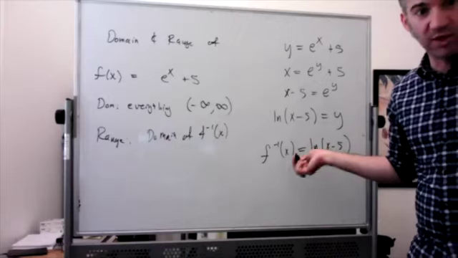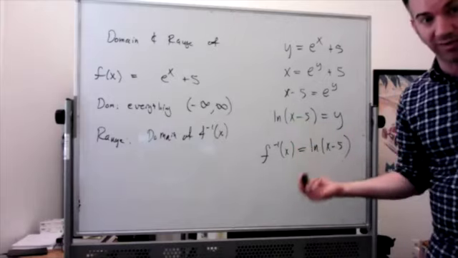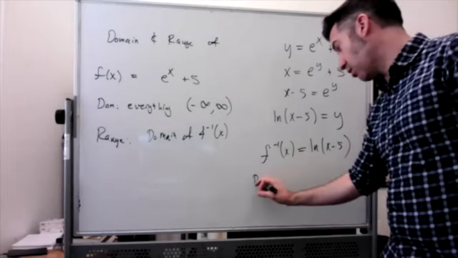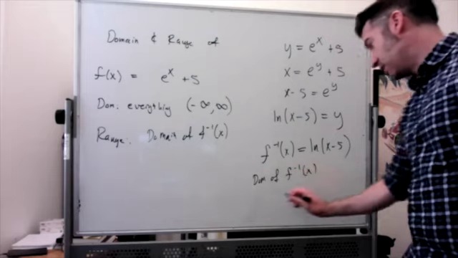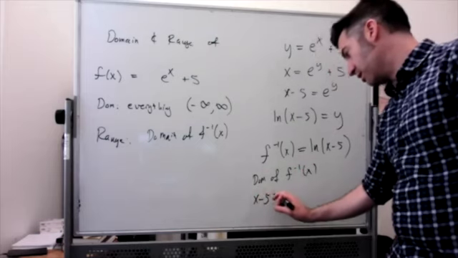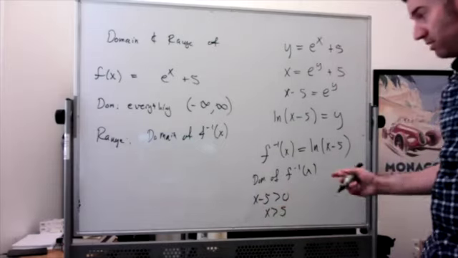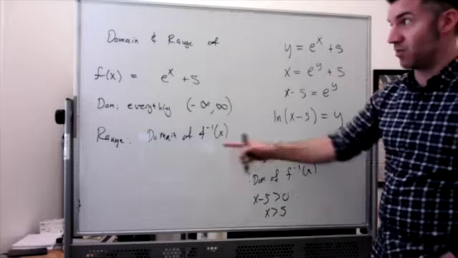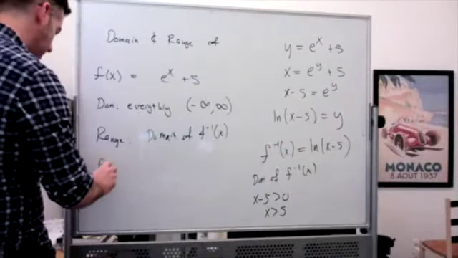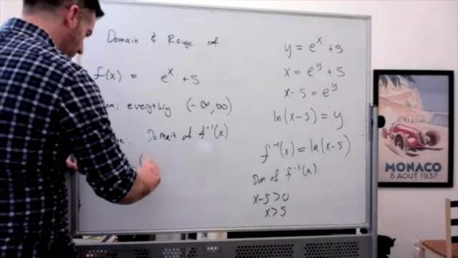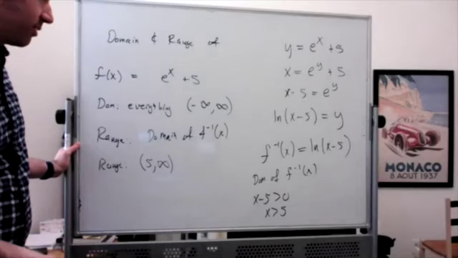And we know that for a function with a logarithm, the stuff inside the logarithm has to be greater than 0. So for our domain of f inverse of x, we need the inside of the logarithm to be greater than 0, which means that x is greater than 5. But the domain of the inverse is the same as the range of the original function. So the range here has to be bigger than 5. So everything from 5 to infinity, not including 5.